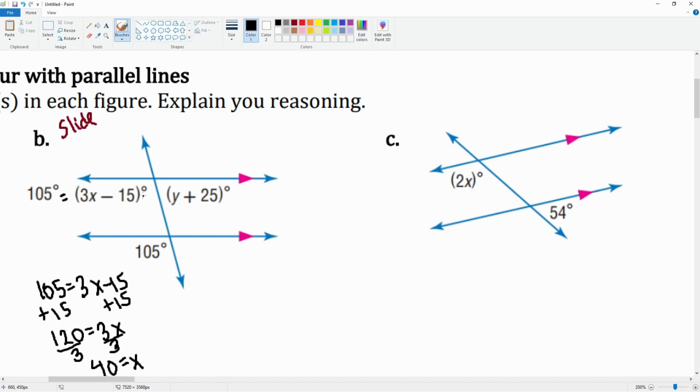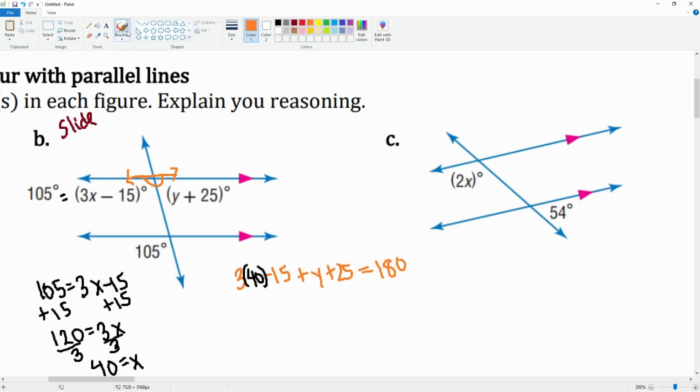Perfect. Now you can actually set up this linear pair here. Do you see how these two form a line? So we know that 3x minus 15 plus y plus 25 is equal to 180. Because we know what the x value is here, I'm going to erase it and plug in the value of 40 that we figured out.